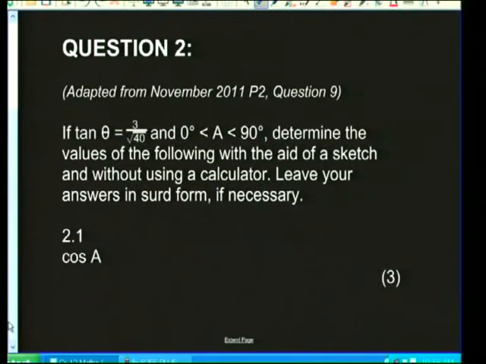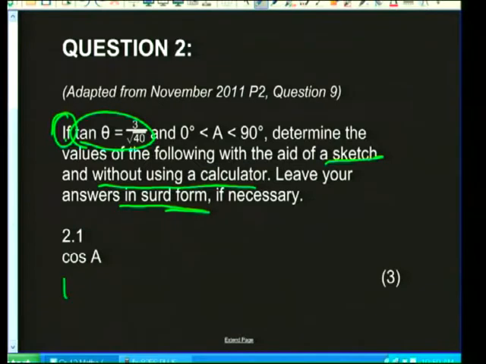The next question says, if tan theta is equal to 3 over square root 40, and A is between 0 degrees and 90 degrees, determine the values of the following with the aid of a sketch and without using a calculator. Leave your answers in surd form. When you see the word "if", it actually means use a sketch. So let's first work with what you're given, which is this part here.